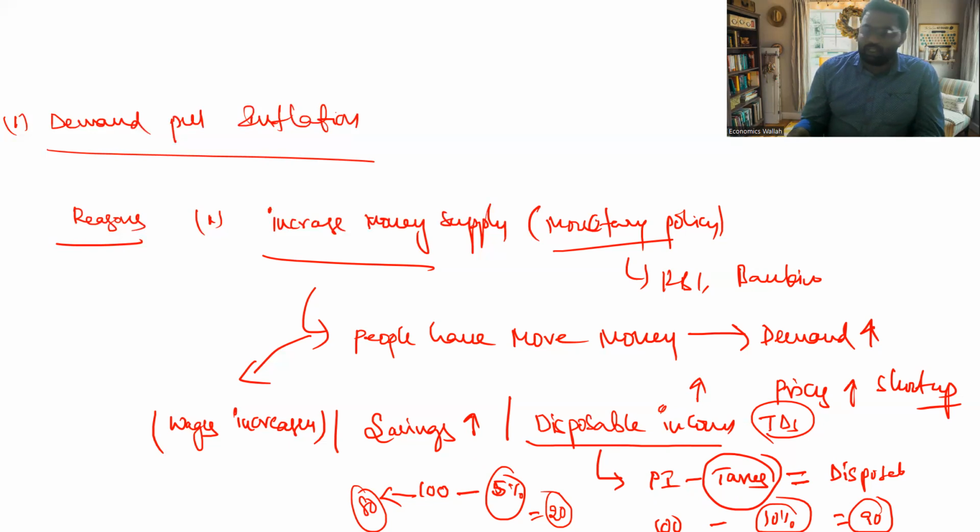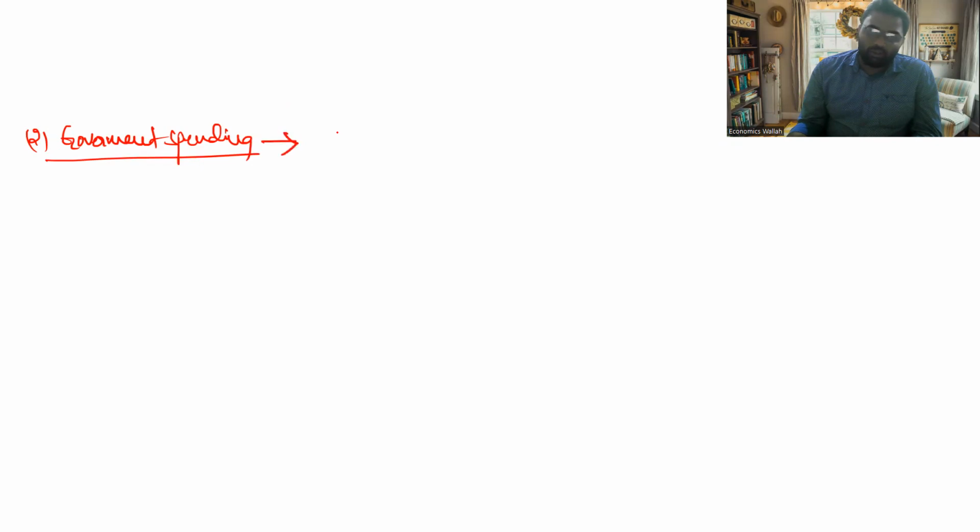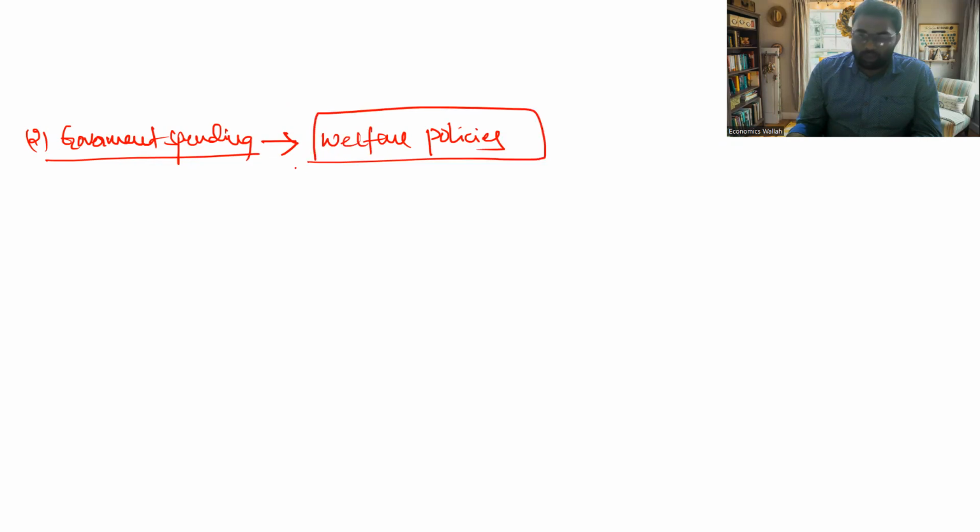And the second one is government spending. Why is the government spending on you? Most of the democratic nations around the world are mainly connected to welfare policies. For the poor and economically weaker sections of society, they will spend more money.